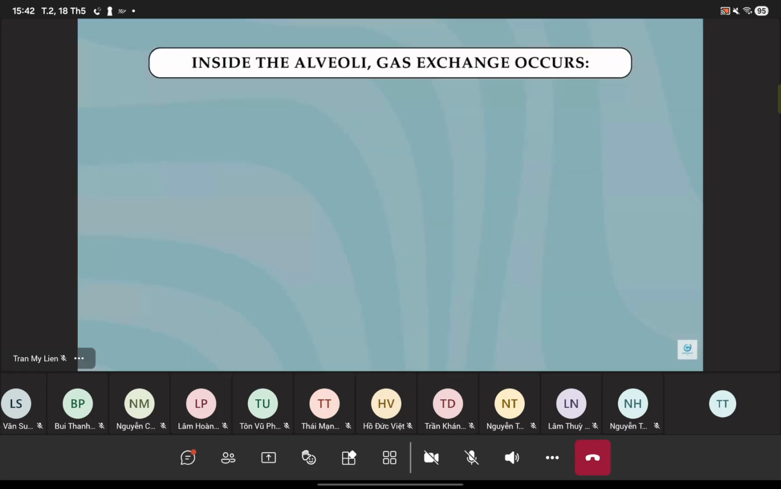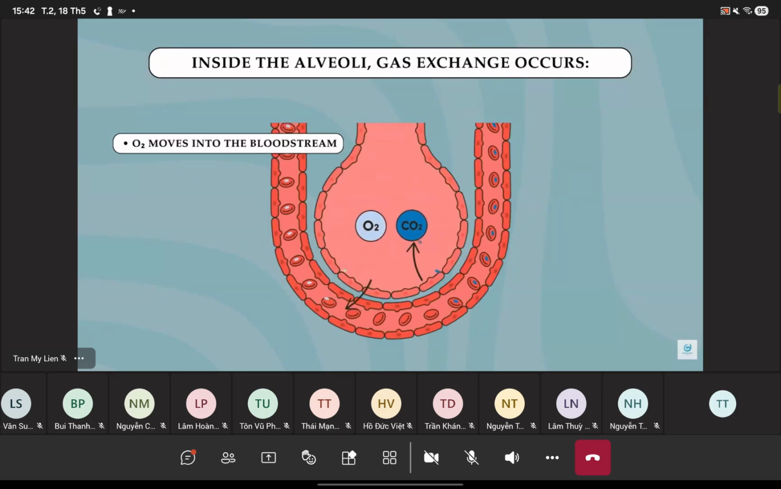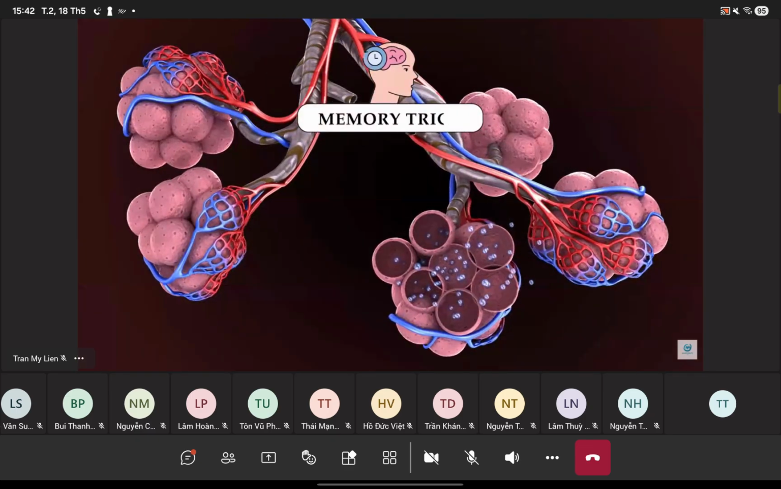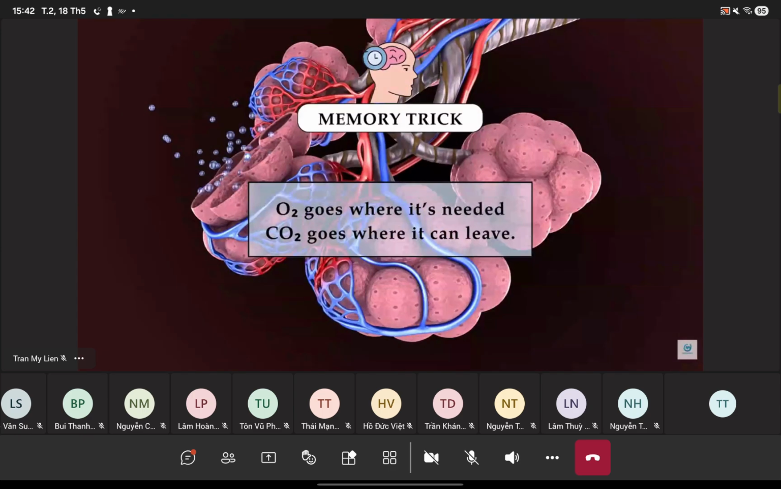Inside the alveoli, gas exchange occurs. O2 moves into the bloodstream. CO2 moves out. Memory trick: O2 goes where it's needed. CO2 goes where it can leave.